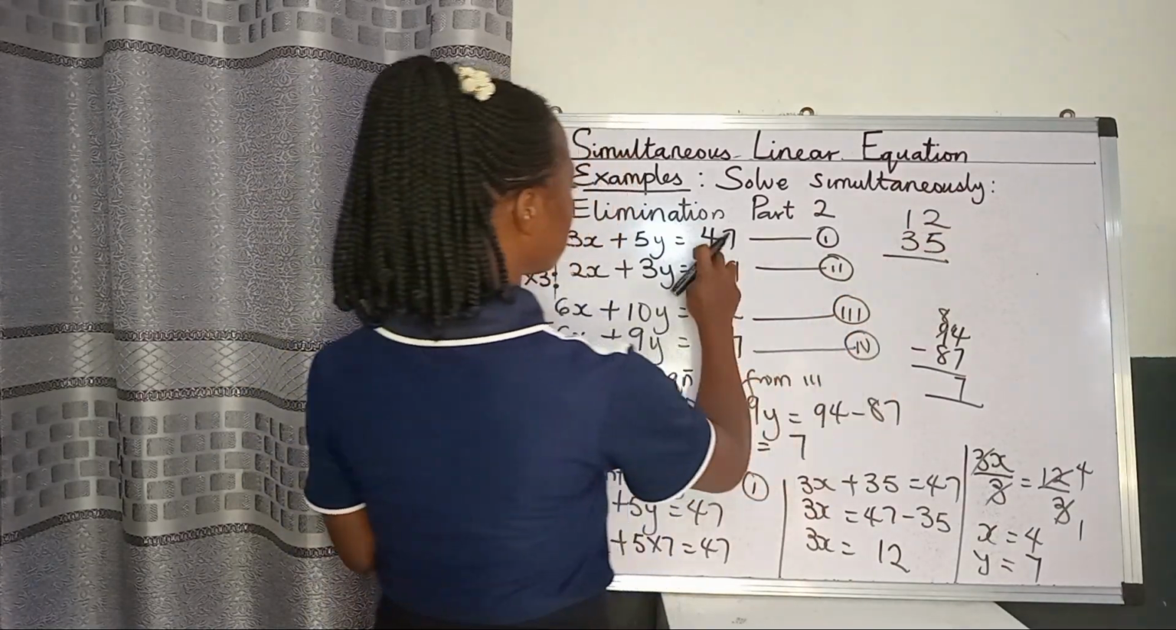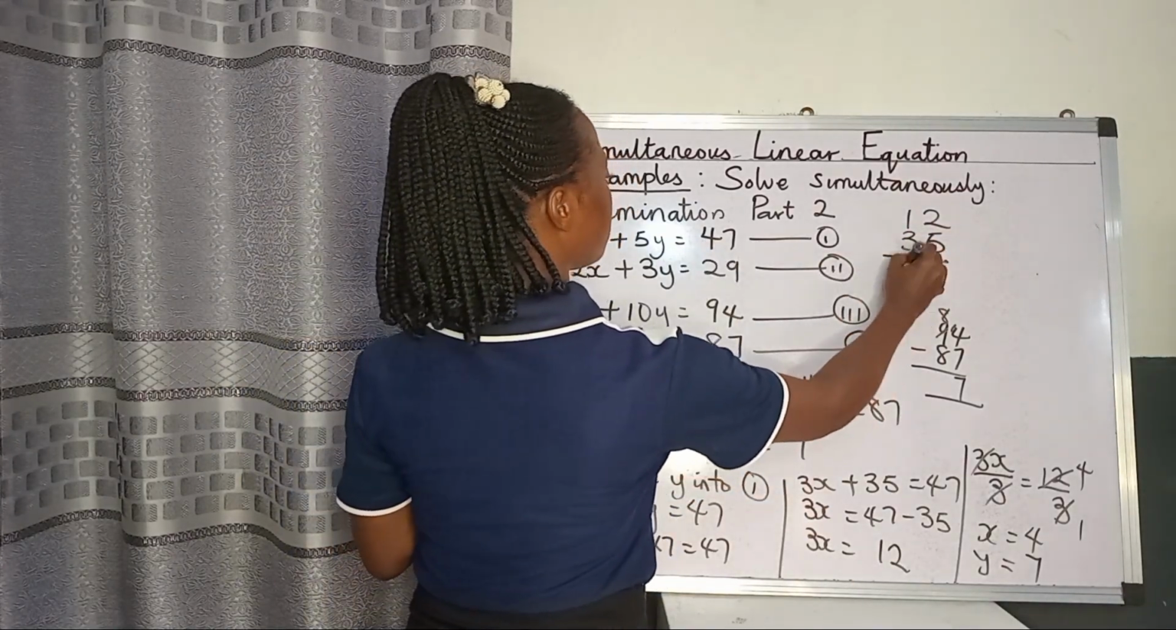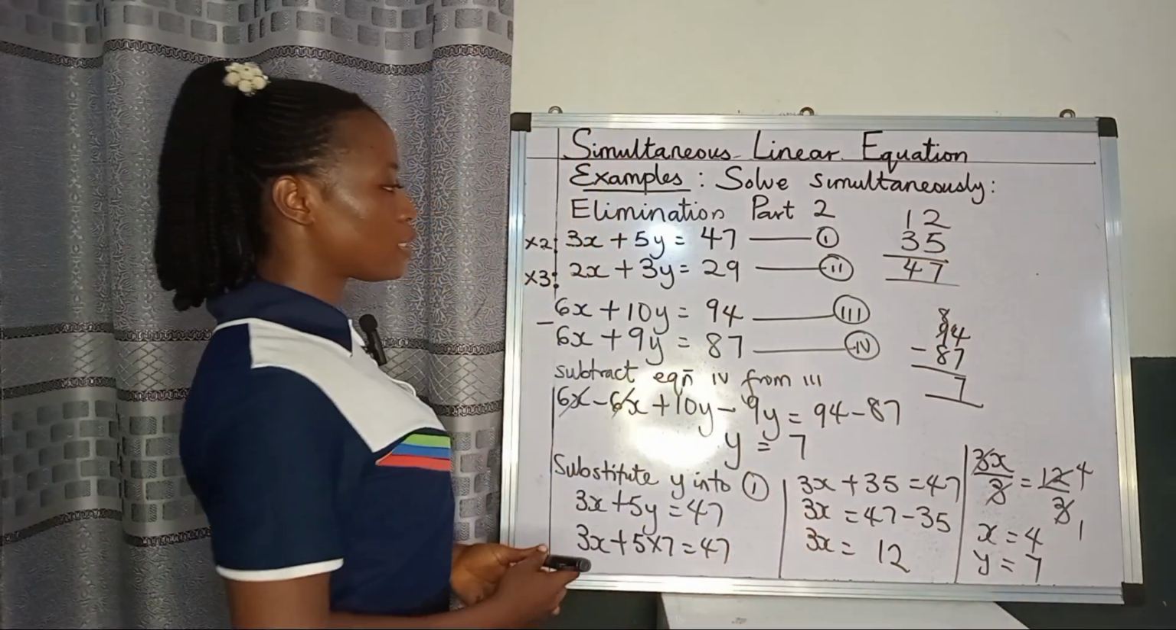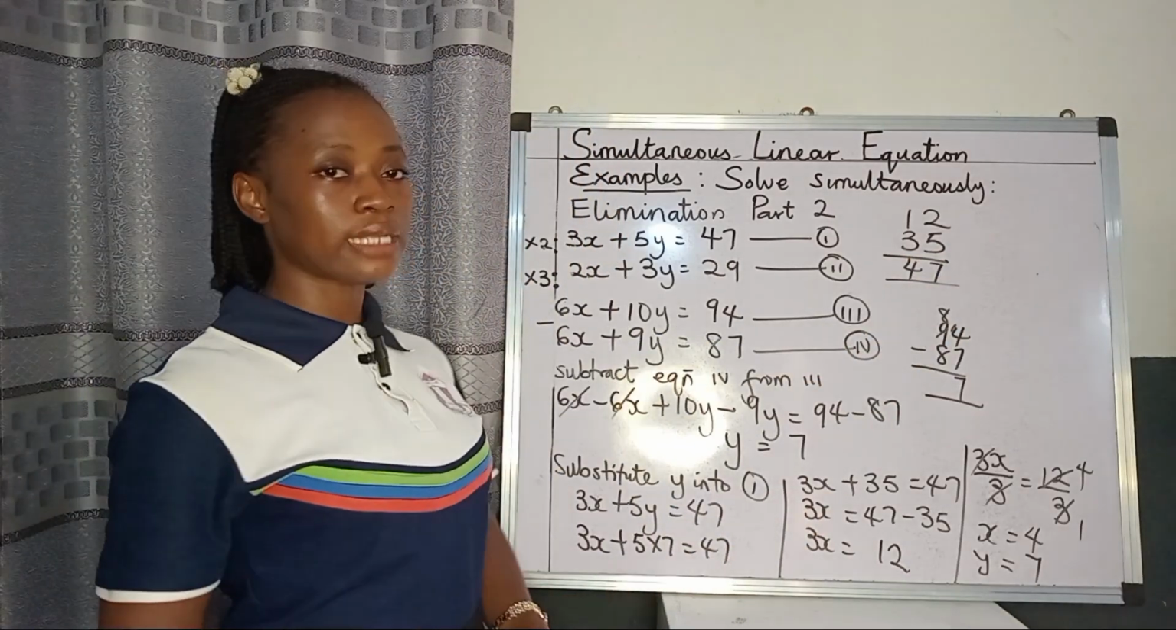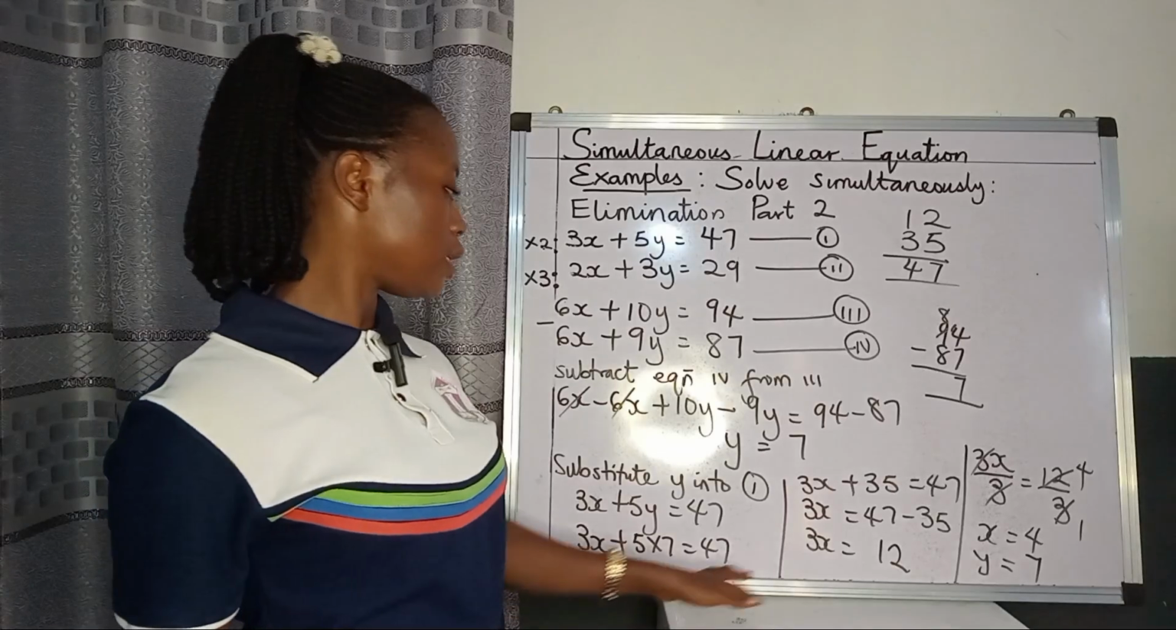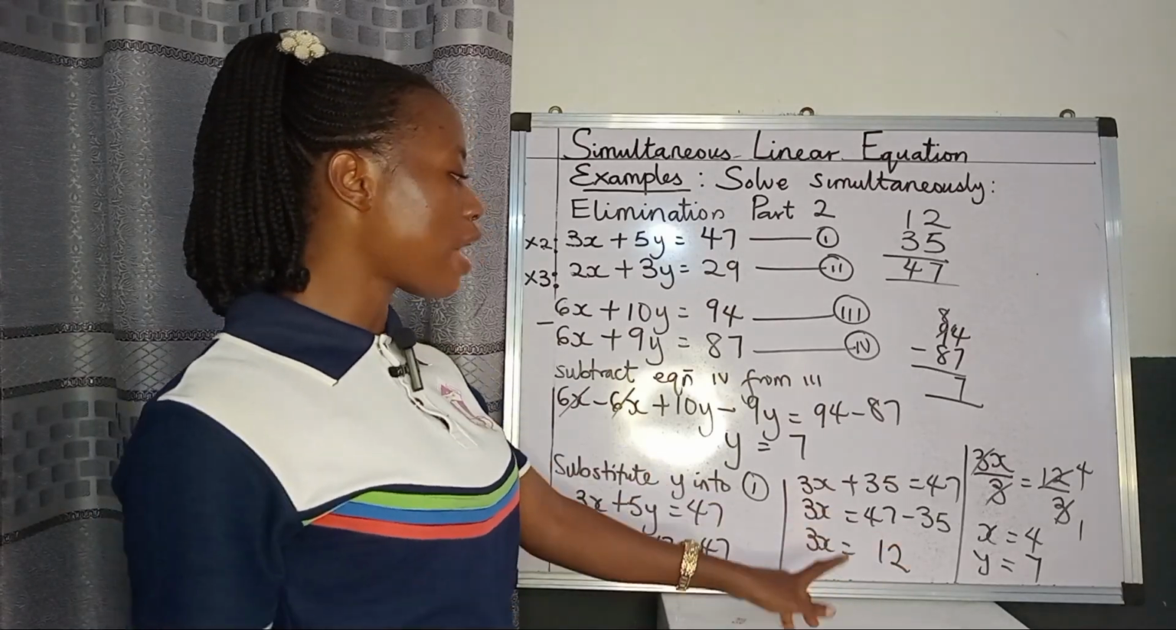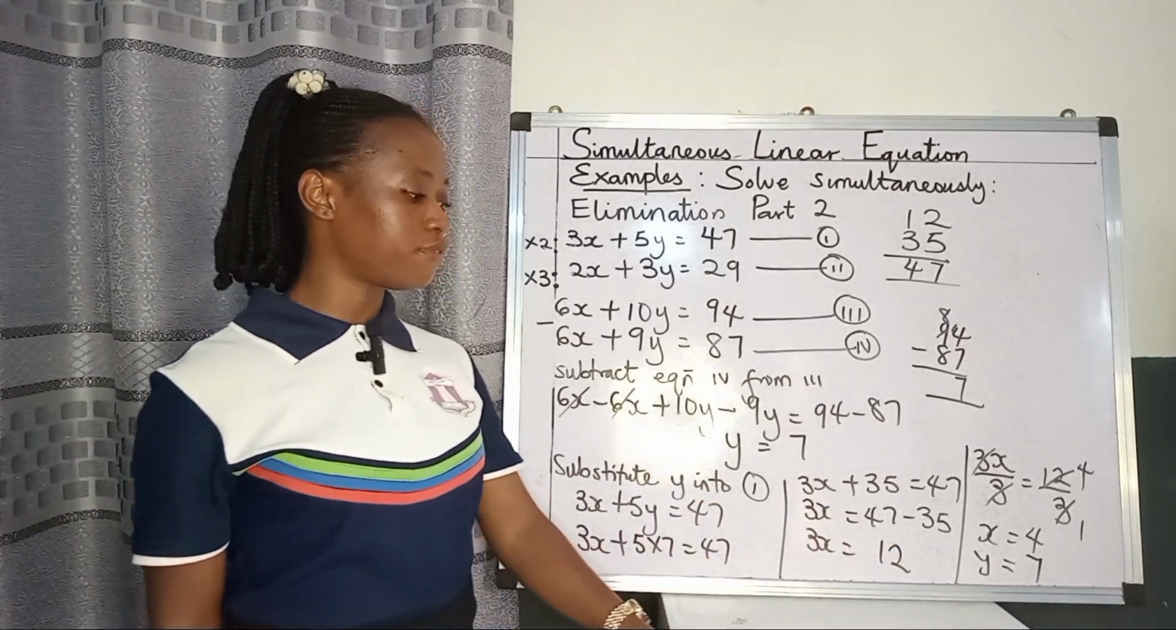Let's see if it will give us 47. So this is 7 and this is 4. Therefore, our answer is correct. So guys, the value of x is 4 and the value of y is 7.